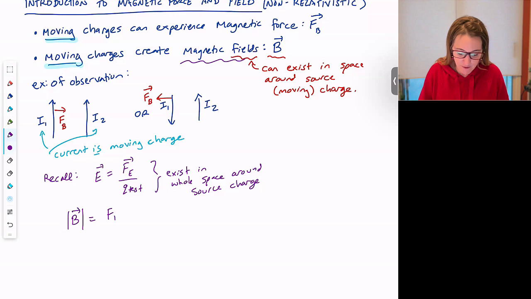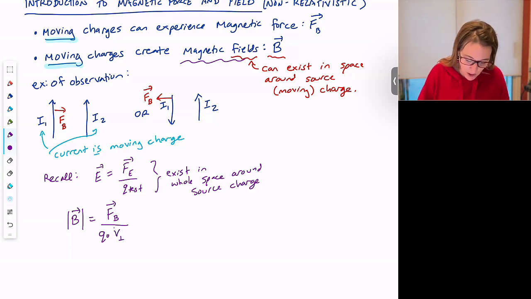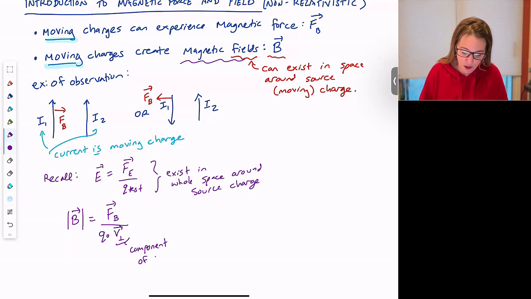And we're going to take the magnetic force, and now we're going to divide out what it depends on. And it does depend on a test charge, which I'm just going to call Q naught. But it also depends on the relative motion of the charge, so on the velocity of the charge. And it also depends on the direction of that velocity. So it turns out that it depends on the perpendicular component of the velocity that is perpendicular to the magnetic field. So that's the component of the velocity perpendicular to the magnetic field.